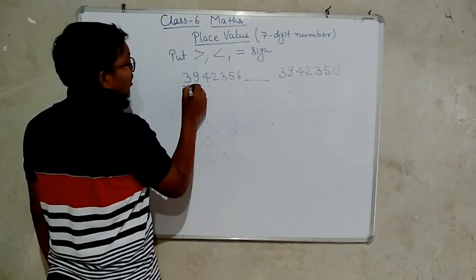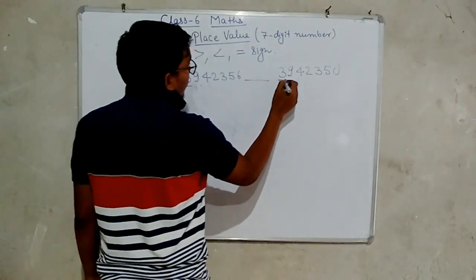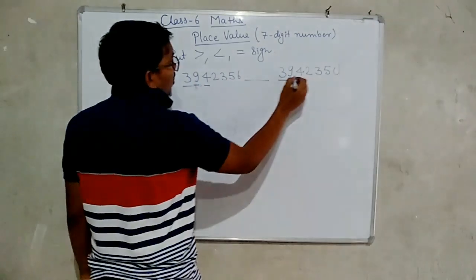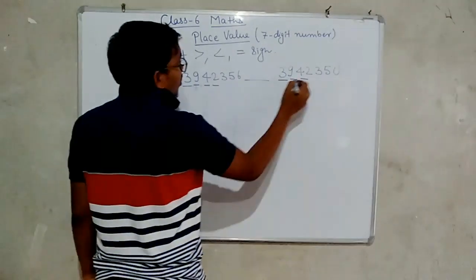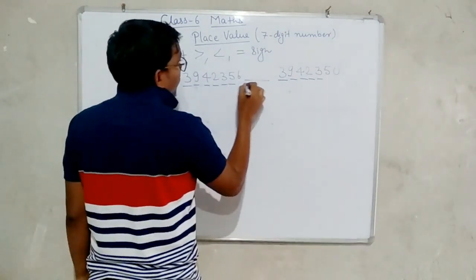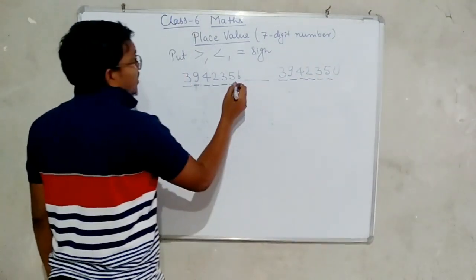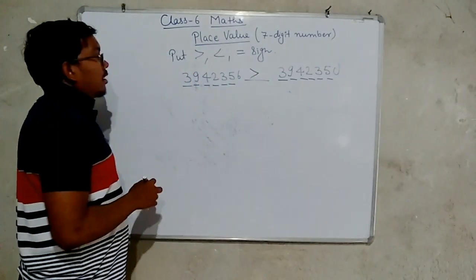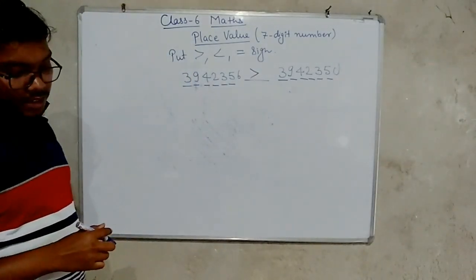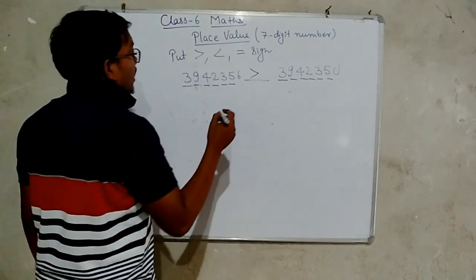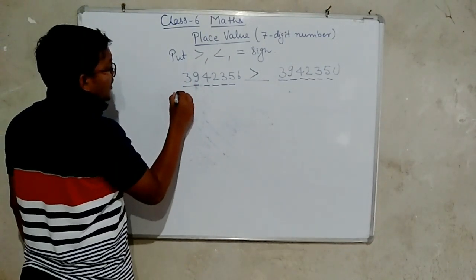So first in 10 lakhs there is 3, again 3, then 9, 4, 4, 2, 2, 3, 3, 5, 5 and here is 6 and there is a 0. So we will put the greater sign in 39,42,356. Now after that, the next topic is arrange in ascending order.